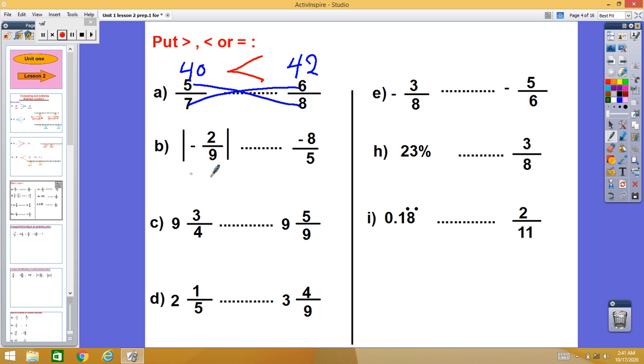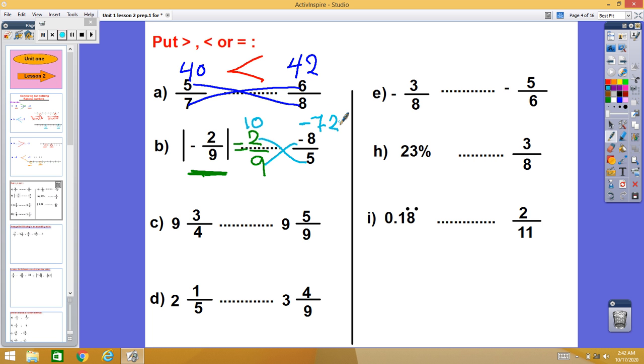As we know, the absolute value for any number except 0 is always positive. So absolute negative 2 over 9 will be equal to 2 over 9. Now we want to compare 2 over 9 to negative 8 over 5. So we will use cross multiplication. We will multiply 2 by 5. It will be equal to 10. And then multiply negative 8 by 9. It will be equal to negative 72.